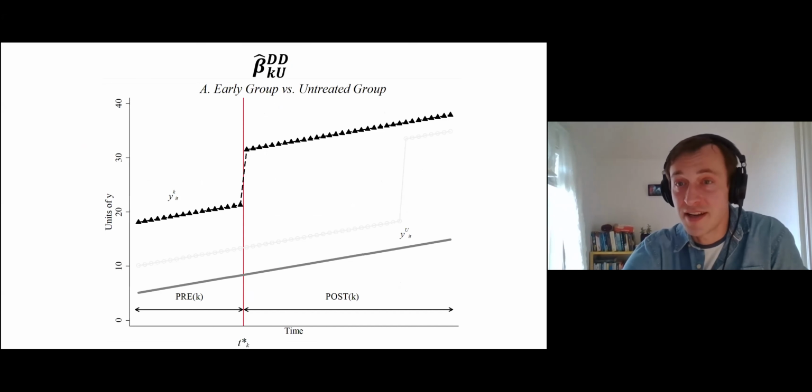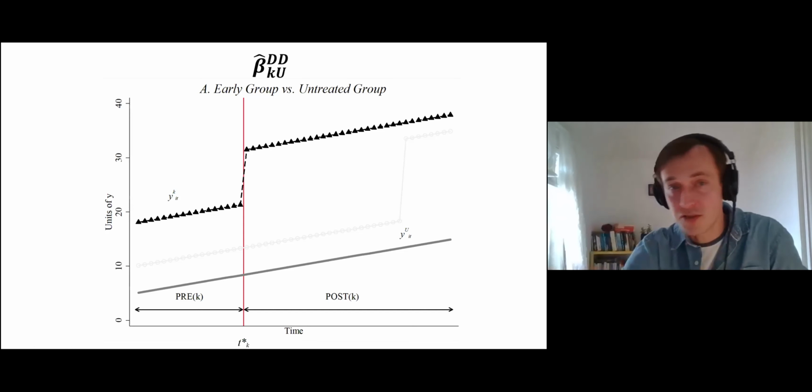So imagine that you didn't have that late treatment group at all. Well, then you would be comparing the early group, K, they switch right here. They enter treatment right here at T star K. And you'd be comparing them to the untreated group, people that never get the treatment. And that's easy. This is a diff-in-diff that we've known how to do. This is a 2x2 diff-in-diff, and we've known about it since the 1850s. And we could just calculate it, right?